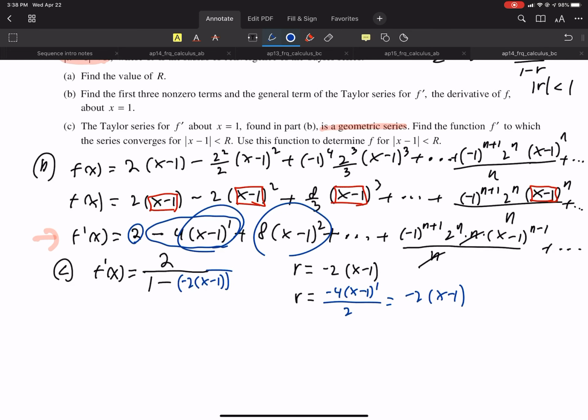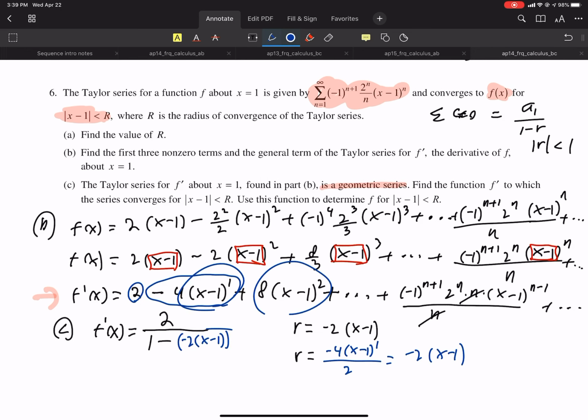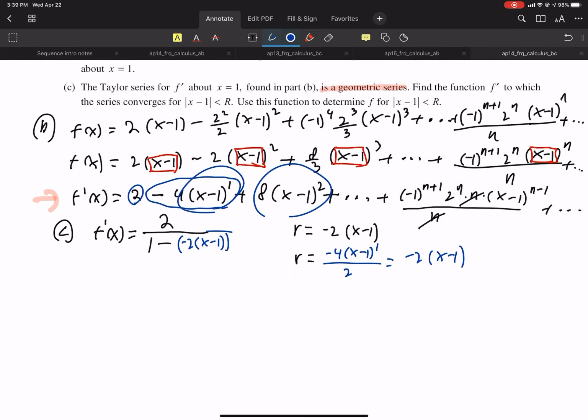If you want to simplify it, I guess you could, but let me see. Oh, that's f prime. Sorry, Charlie. Yeah, find the function f prime. We did that. And use this function to determine f. So after we find this, we have to find f. So let's do this. 2 over, in my brain, 1 minus the negative 2 times x minus 1, which is 1 plus 2x minus 2. So that's going to be 2 over 2x minus 1. I hope.